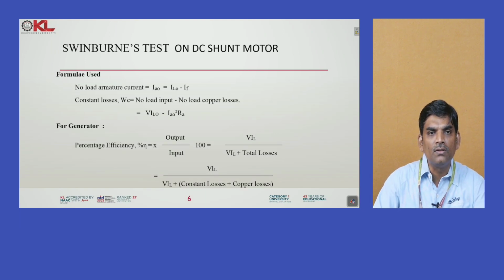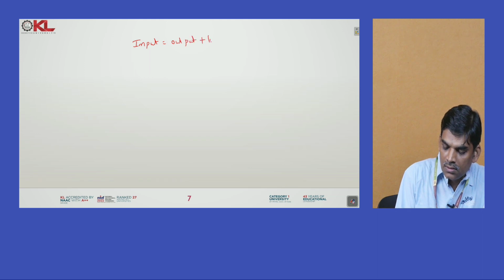Once the output is equal to 0, I L naught into V gives the total loss of the machine. Because you know the efficiency formula, output plus losses is equal to input. I want to explain here for a better understanding: generally, the input of any machine is equal to output plus losses.